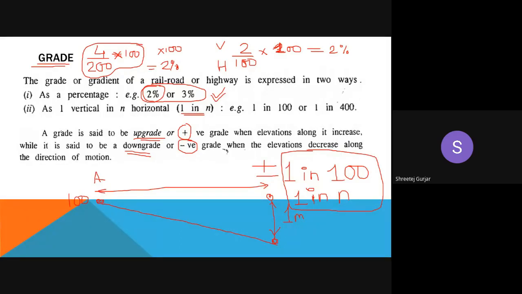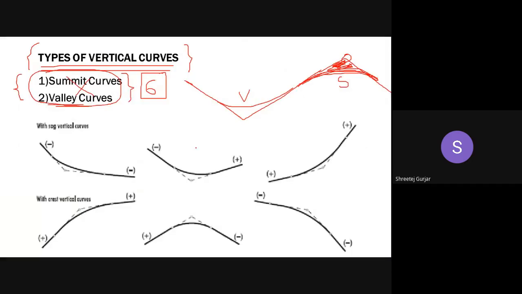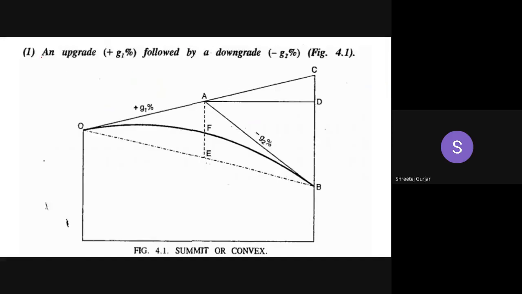Thank you for that. Okay, so moving on to types of vertical curves. I've told you we have 6 types. The first type of vertical curve is a positive gradient, a plus gradient, meeting a downward gradient or a minus gradient. You can see this is a positive gradient, which is G1. I will write it as plus G1.